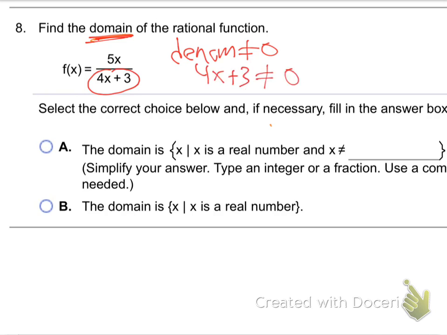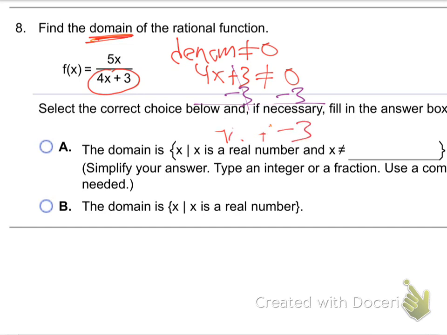You ever solve the not equals? It's the same as an equals. It's not equal to 0. Then you've got to solve for x. So how do we solve that equation for x? What do we do? Minus 3. Good. So minus 3. Just like solving normally. So then we'd get 4x not equal to negative 3.